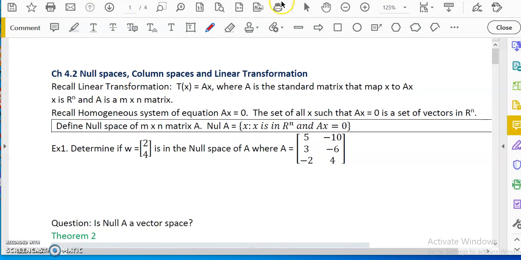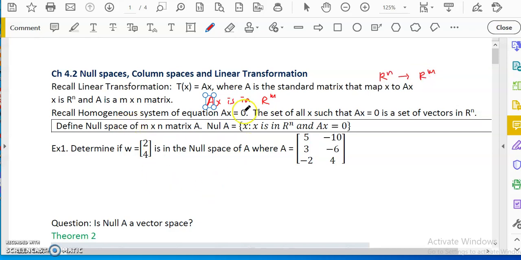So x is in Rn. And then after you do the transformation, Ax is in Rm, right? Because you have m rows. So basically it is a transformation that goes from Rn to Rm.